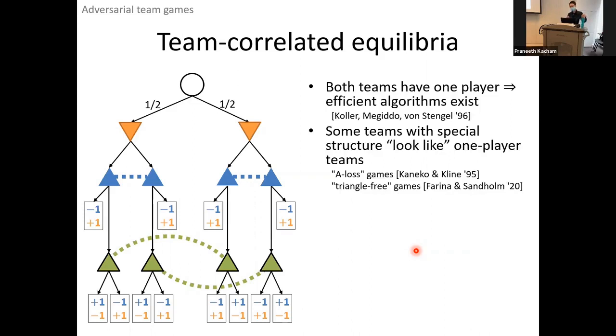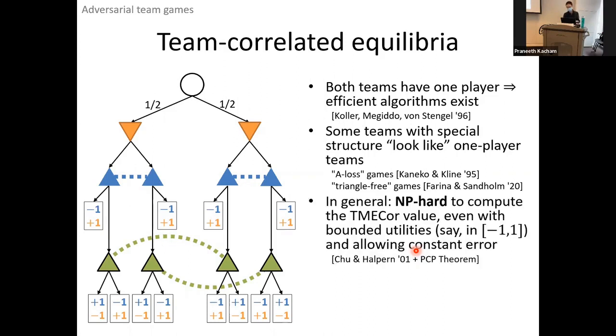Some special teams with special structure look like one-player teams, so-called A-loss games, triangle-free games. I won't get into that, but suffice to say, these games look like one-player teams, and in these settings you also have polynomial time algorithms because you can reduce to the one-player case. But in general, even allowing some constant error, it is already NP-hard to compute the value of the game. So what do we do? Well, as I said, we want fixed parameter algorithms.